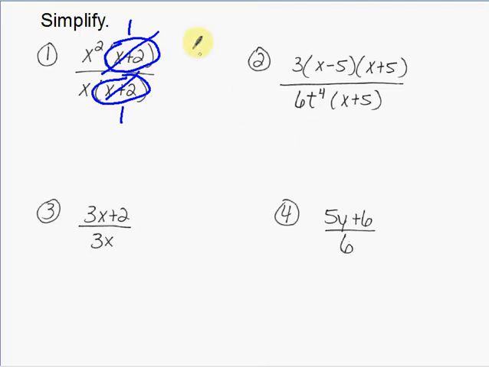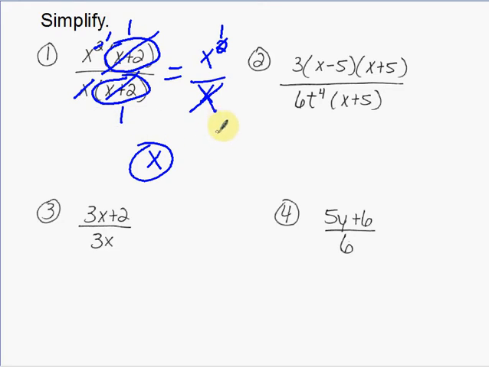So what we're left with is x squared over x, and to simplify this we use the division property of exponents. We just subtract the exponents. We're going to make that a 1, and we're going to get rid of this x entirely. So we're just left with an x as our final answer, x to the first. Okay, we could have done it right here too. We could have made that a 1 and crossed that x out.